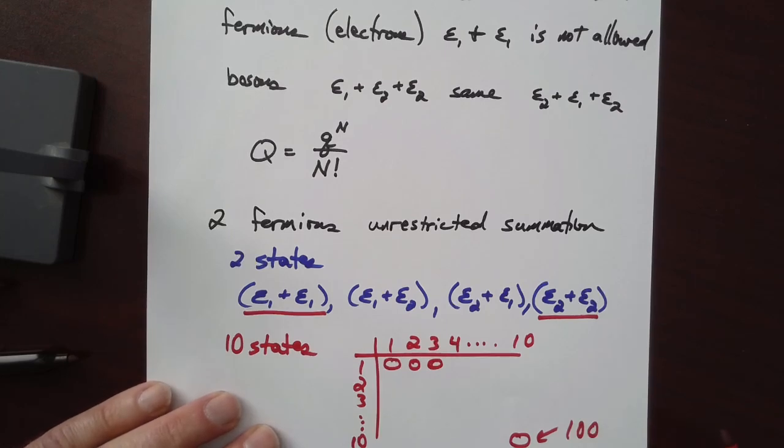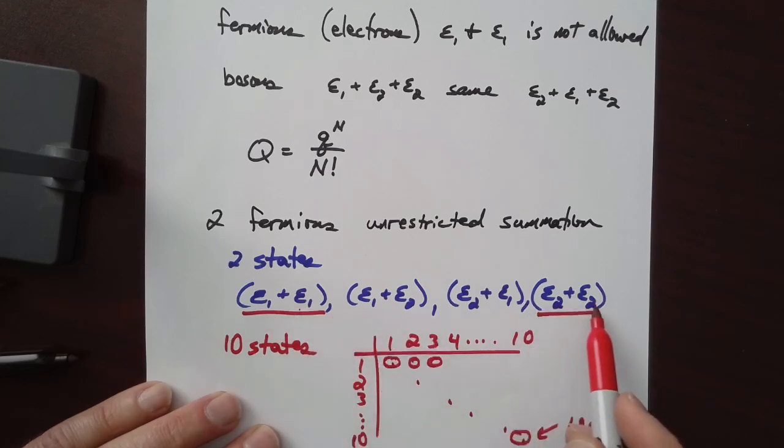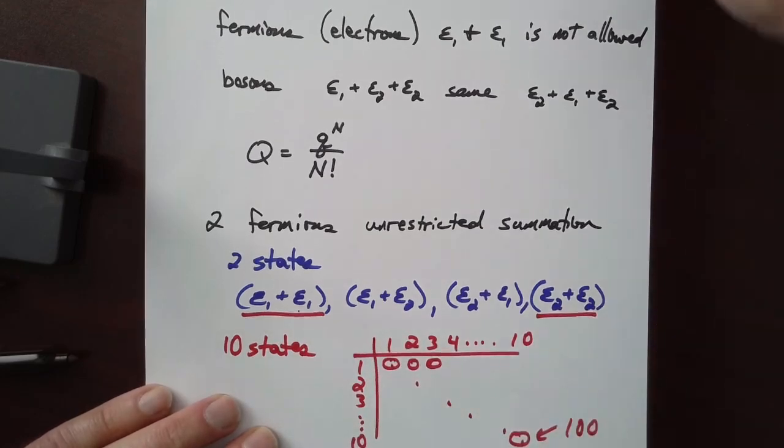So how many of those terms are not allowed? Well, there's 10 of them, right? If we go down the diagonal, that's where we get the E1 plus E1, E2 plus E2, E3 plus E3. Okay, so let's take a look. Let's chart this up.